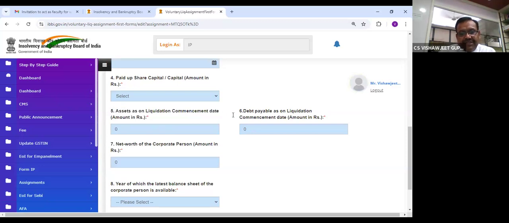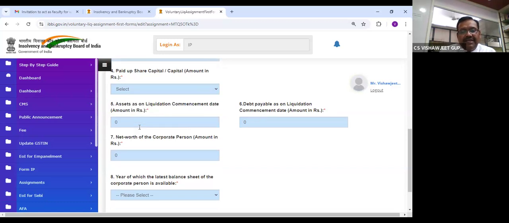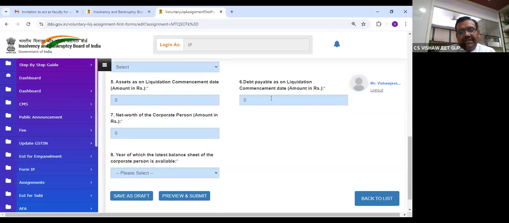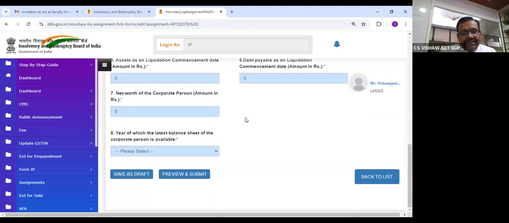Assets as on liquidation commencement date. So you will have to fill the amount of the assets as on liquidation commencement date, and debt payable as on liquidation commencement date. So if the assets are, suppose, 1 lakh rupees and debt is 20,000 rupees, then you will have to fill accordingly. The net worth of the corporate person, you will have to fill here.